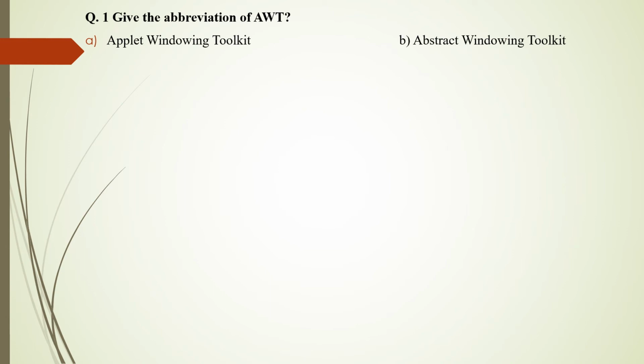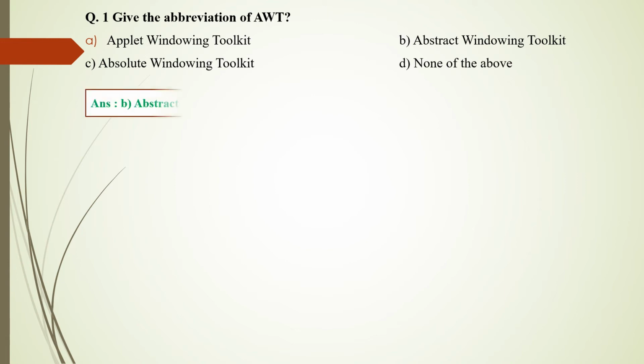The examination mode of this subject is online, and in online mode the questions are asked like MCQs type. So we think about some questions. First question is, give the abbreviation of AWT. Options are applet windowing toolkit, abstract windowing toolkit, absolute windowing toolkit, and none of above. So answer of this question is abstract windowing toolkit, that is second option B.